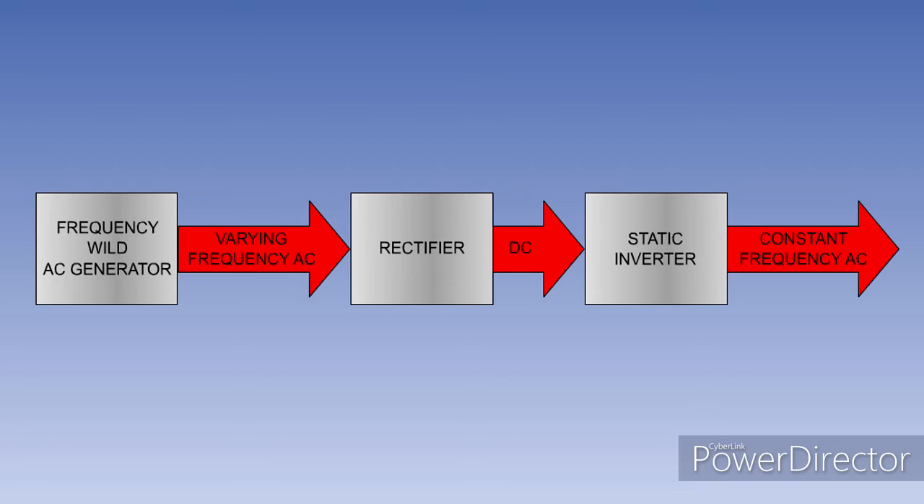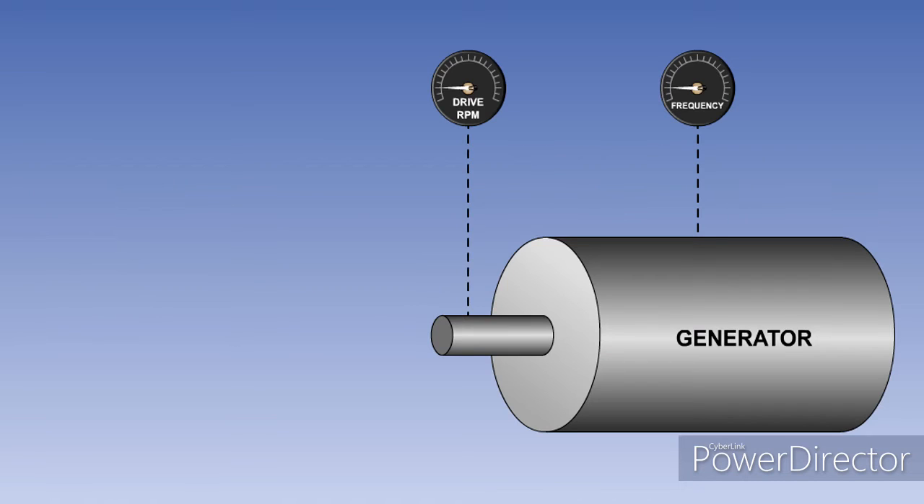A small number of aircraft types with frequency wild AC generators use a system known as the Variable Speed Constant Frequency System, or VSCF. The frequency wild AC is rectified to DC, which is used to power a static inverter, which then converts the DC to constant frequency AC. If an AC generator can be driven at a constant speed, then the output frequency will be constant.